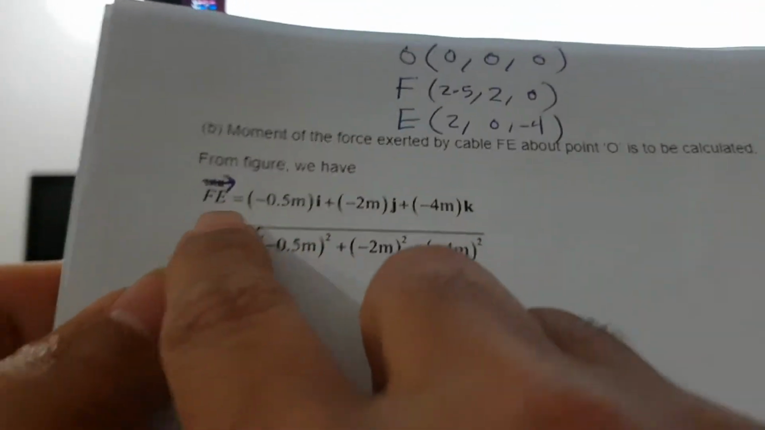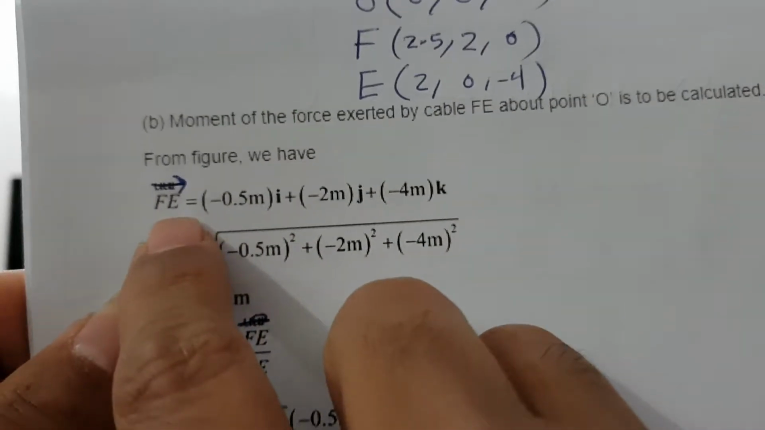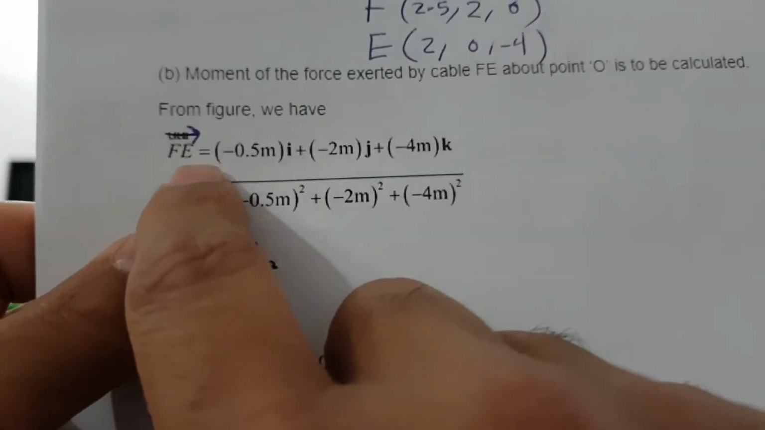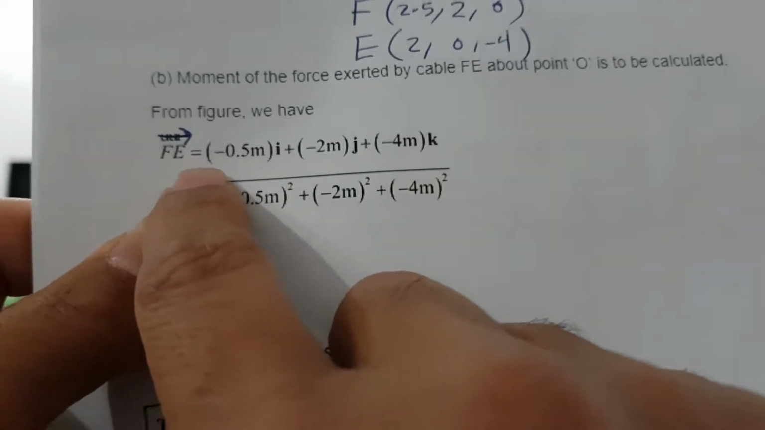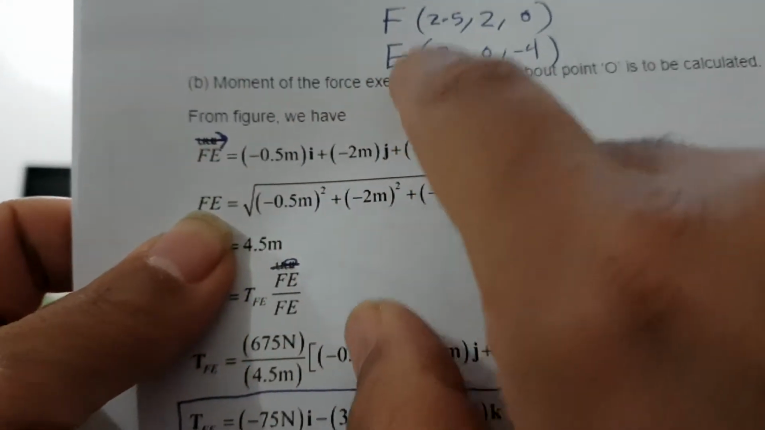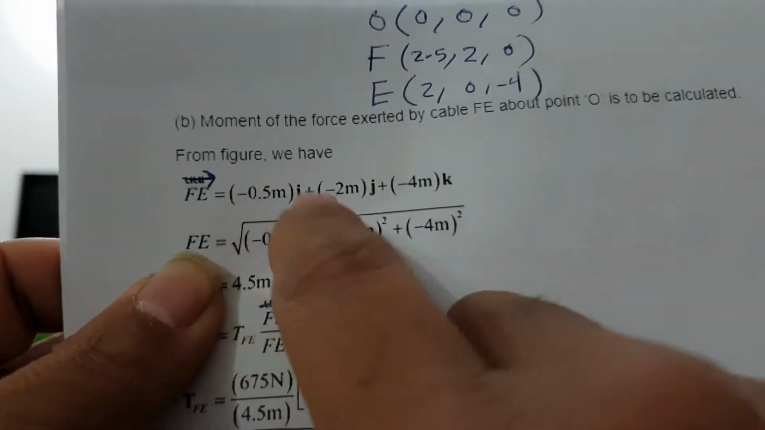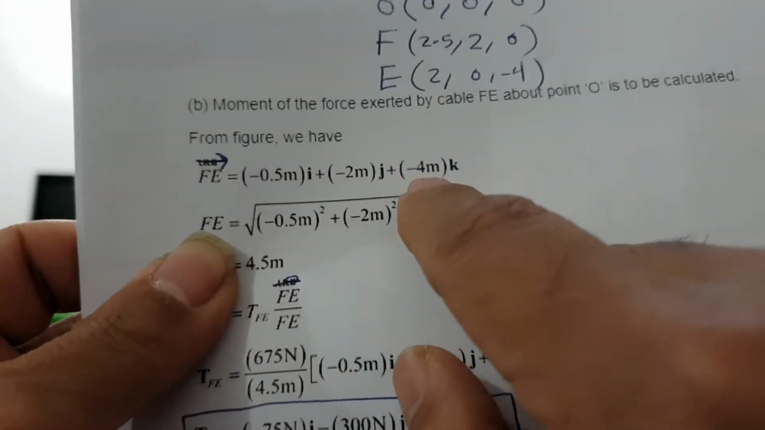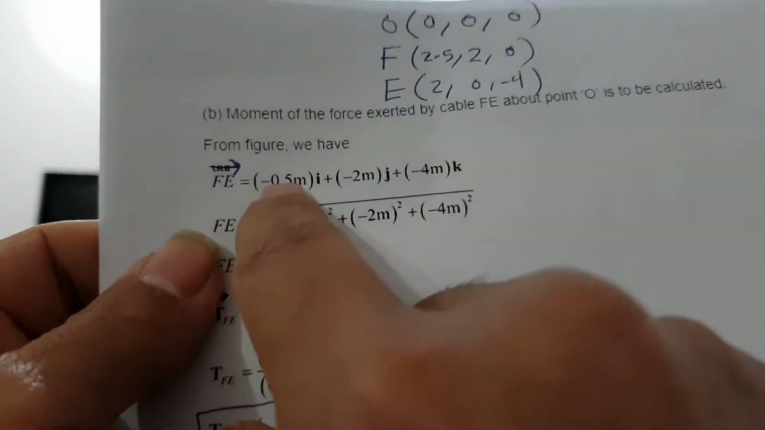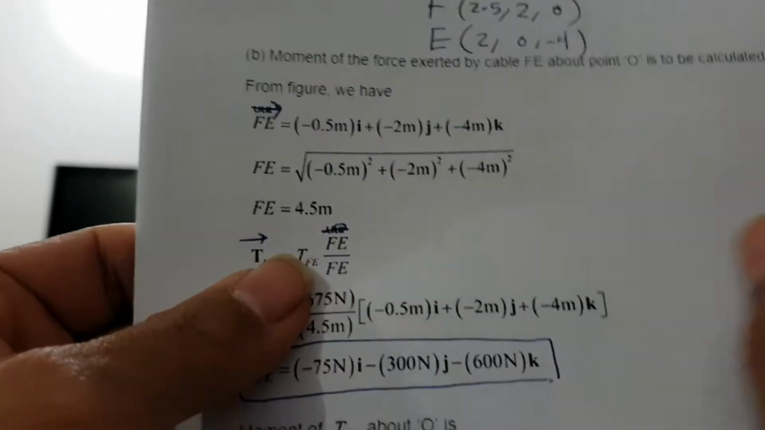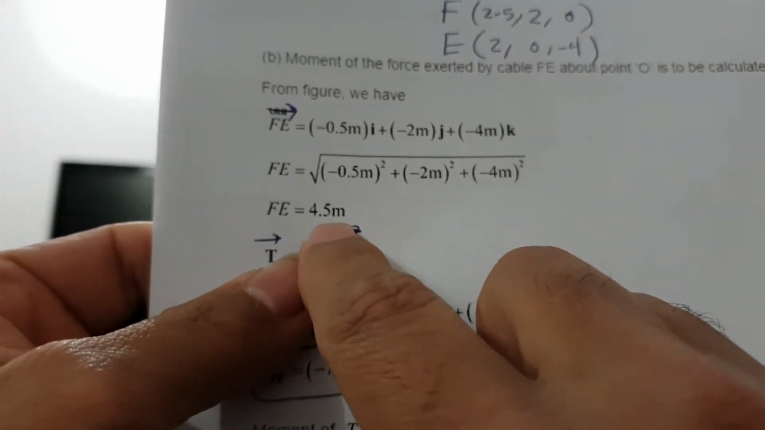Now, let's find the tension in vector form. Let's find the vector form of FE. Since it's FE, it's E minus F. 2 minus 2.5 is minus 0.5 i. 0 minus 2 is minus 2. Minus 4 minus 0 is minus 4. So you do the magnitude: 0.5 squared plus 2 squared plus 4 squared, all under the square root. The FE magnitude is 4.5 meters.